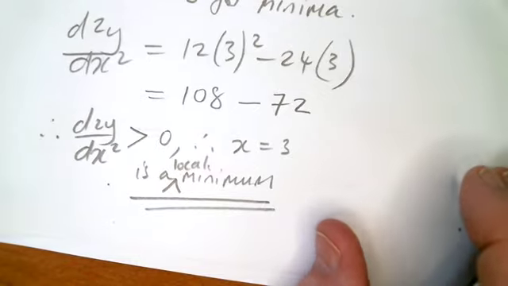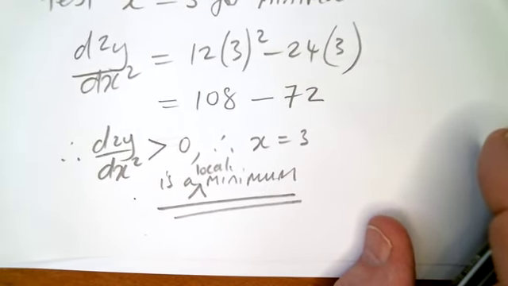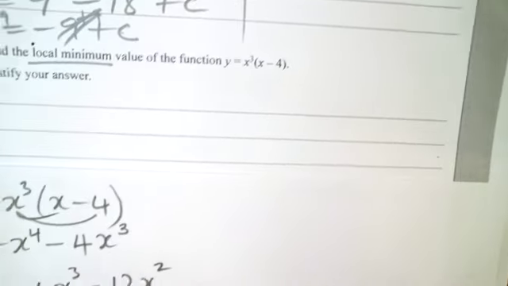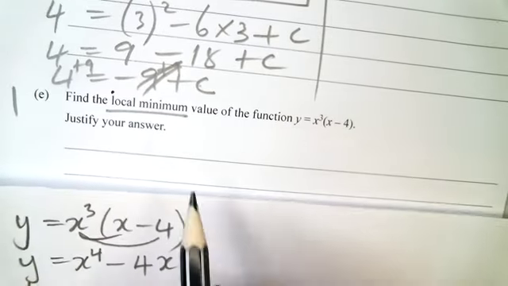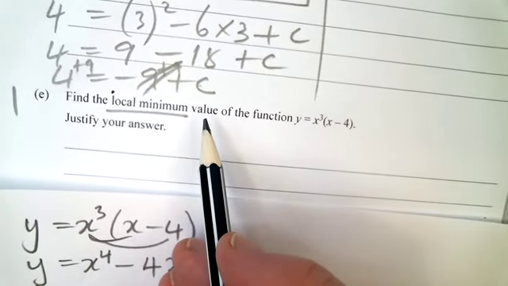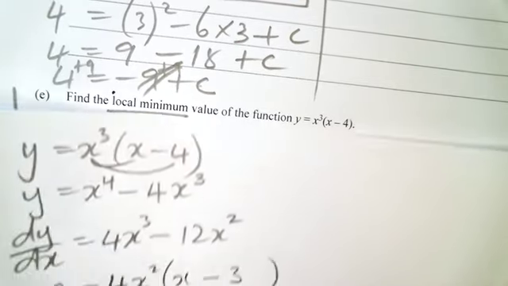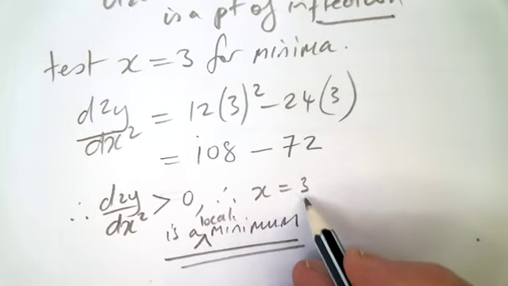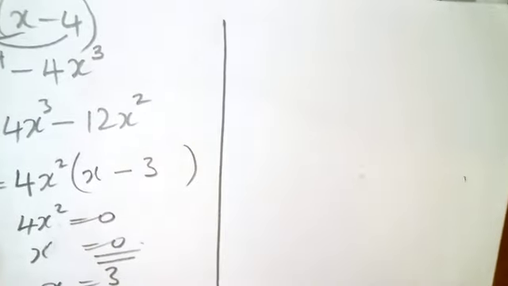You could state what y is when that's true. Do they ask you for the coordinates? Well, they say, here it is, find the local minimum value. And the local minimum value must be an x and a y. It must be a coordinate. So there is the 3. Let's find y. Then we can say what the coordinate value is. So I think that's probably the thing to do here.